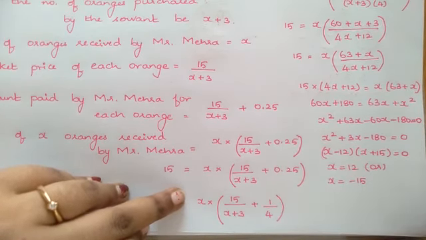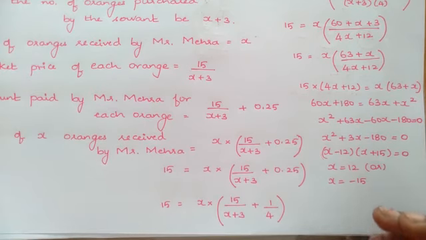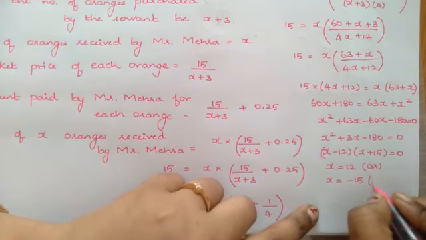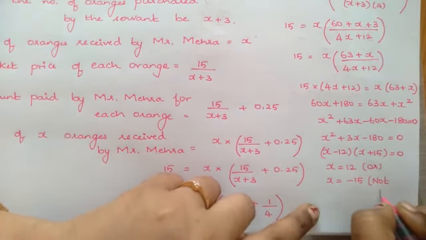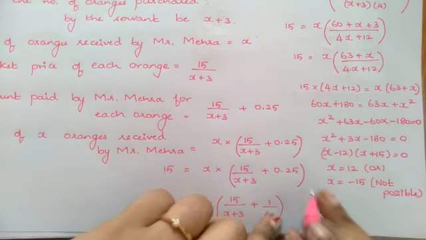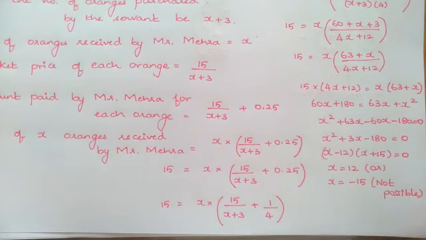That's it. Now what is x actually? X is nothing but the number of oranges received by Mr. Mehra. So have we ever heard like this? I received minus 15 oranges? No. So a negative number of oranges is not possible. So what is the only possibility here? X is equal to 12 is the only possibility. So Mr. Mehra has received 12 oranges.